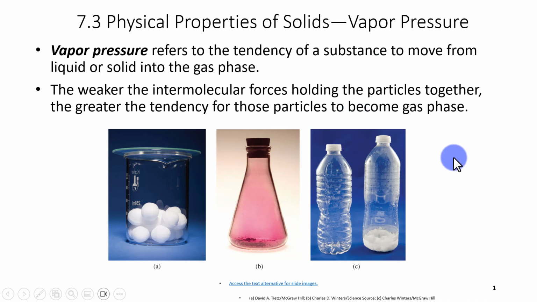We will continue our discussion on properties of solids. We will talk about vapor pressure first. Vapor pressure is the tendency of a substance to go from the liquid or solid into the gas phase, so to evaporate. How easily does a substance evaporate into the gas phase?